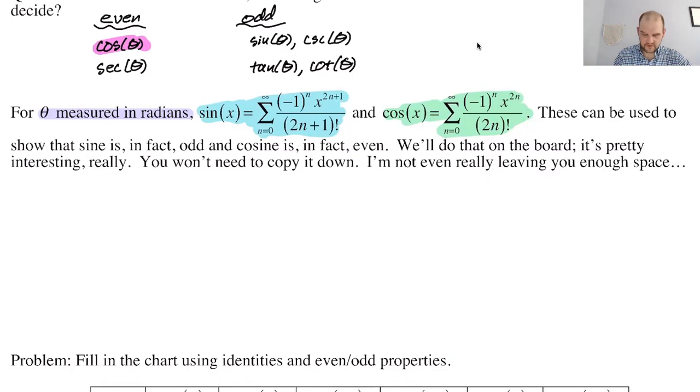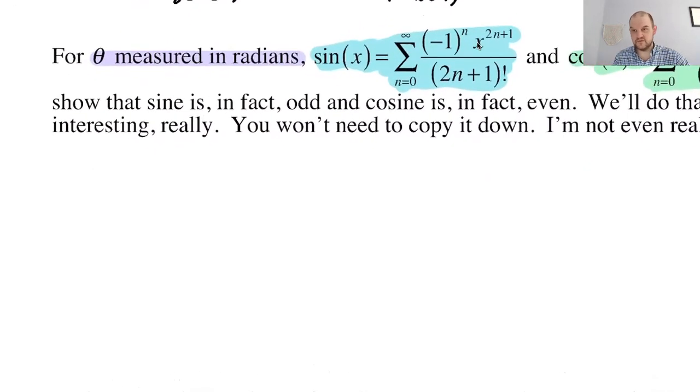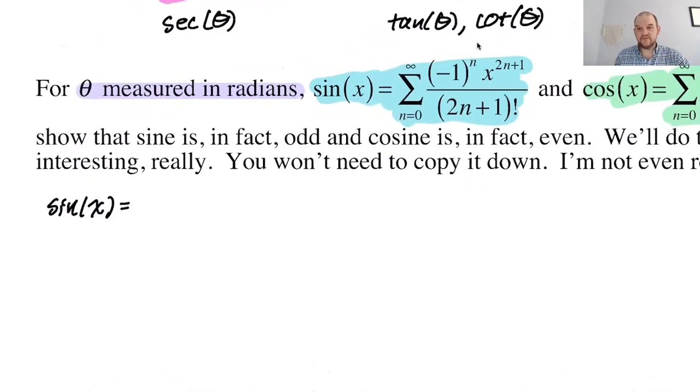So what I want to do first is write out a couple terms of that just to show you what this summation is doing for you. So sine of x. We start with n equals 0. If n equals 0, negative 1 to the 0 is 1. x to the 2 times 0 plus 1 is x to the first over 1 factorial. So we just get x, which is why when x is really close to 0, sine of x and x are basically the same thing.